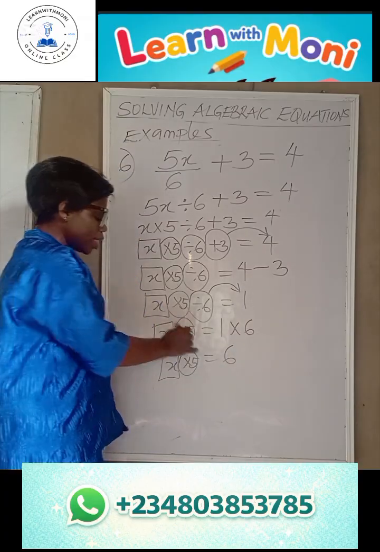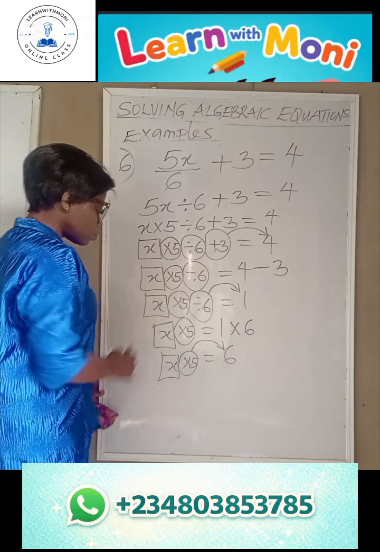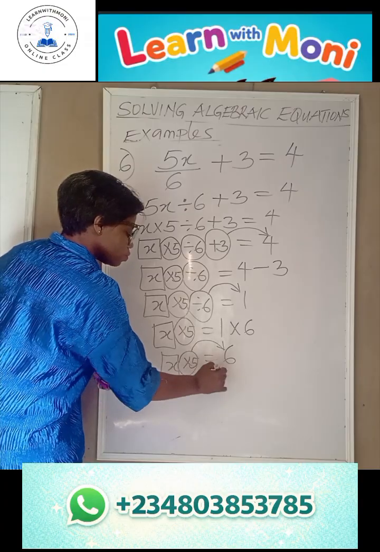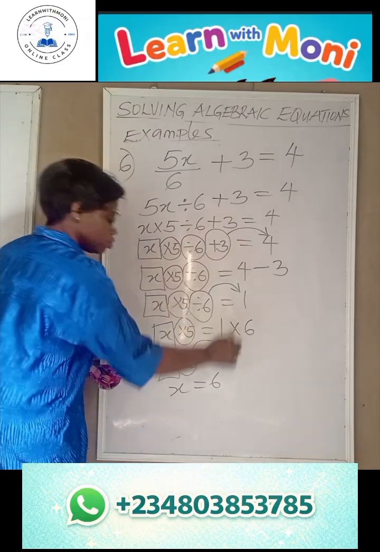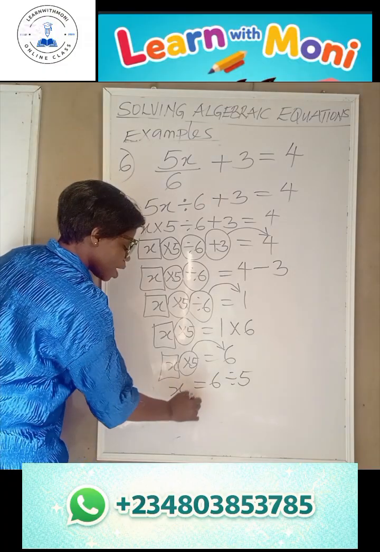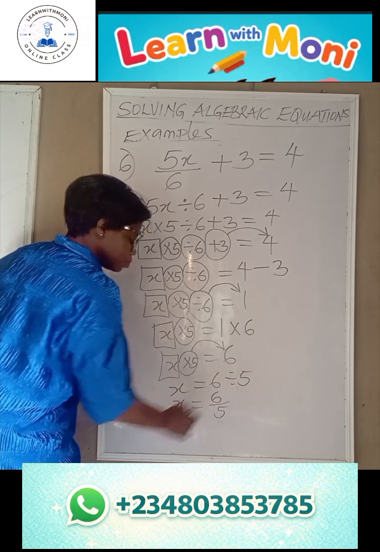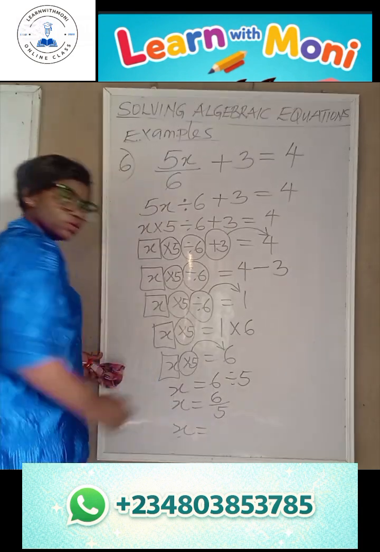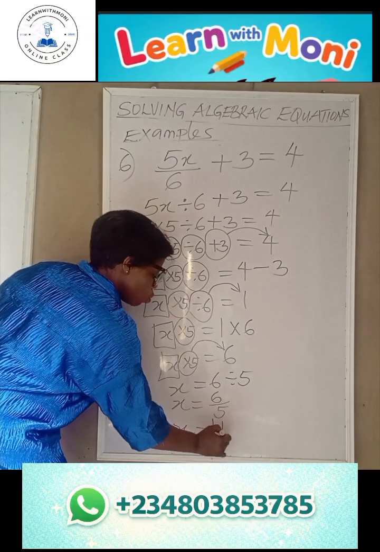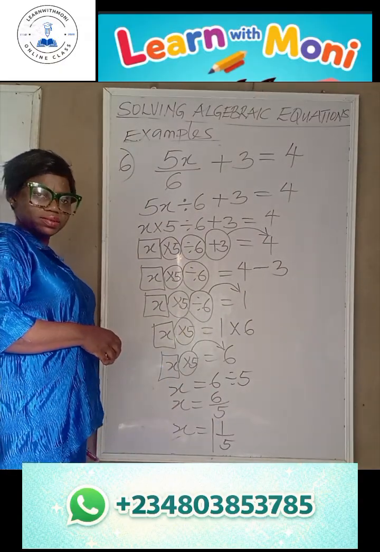The next to roll away is the times 5. We roll it away to the other side so that we have x remaining on this side, which is equal to 6. The times 5 will change to divided by 5. So we say we have x equals 6 over 5. Converting the improper fraction to a mixed number, 6 over 5 is 1 whole 1 over 5. And that is the value of our x.